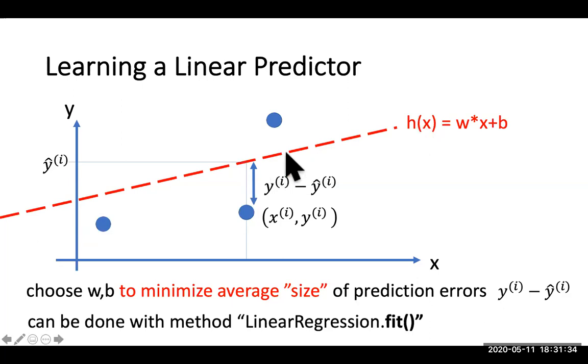And this predictor function typically will not perfectly fit this data point. So we will have a prediction error. We will have a difference between the predicted maximum daytime temperature, Y hat, and the true maximum daytime temperature. So there will be a prediction error.